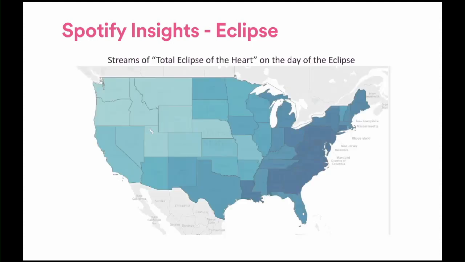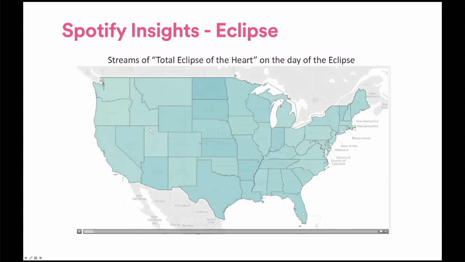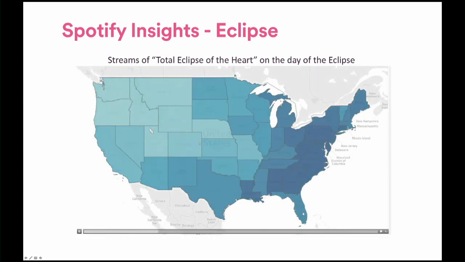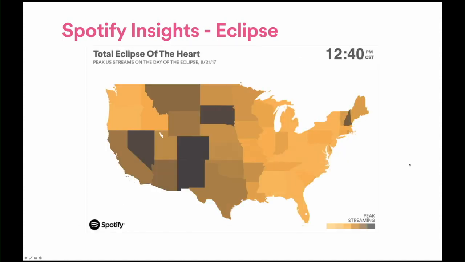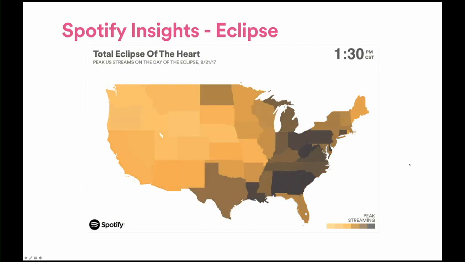And so that quick project was the streams of the song Total Eclipse of the Heart on the day of the eclipse in each state by every 15 minutes. And so this was maybe 30 minutes of working with the person who created that data to create this animation. So we showed that off to some folks, and they wanted to run with it. They wanted to post this.